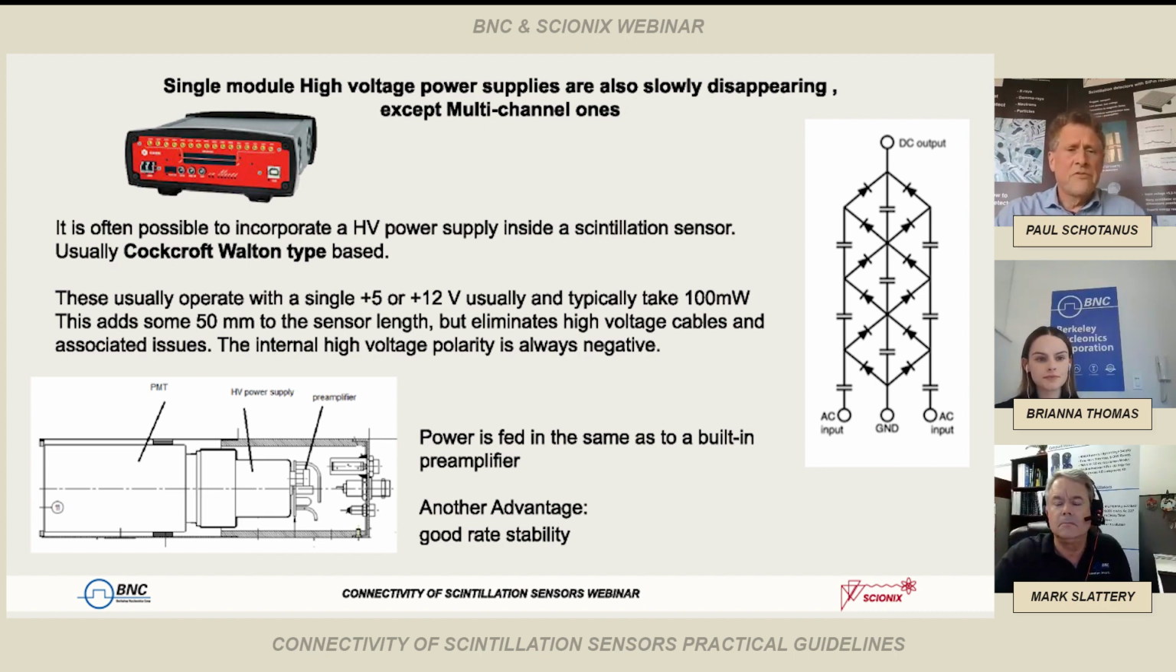Another advantage of Cockcroft-Walton base is that it has very good rate stability, because with this principle of capacitors and diodes, we can much better guarantee a constant voltage on our dynodes. So at a much higher anode current, we can maintain the proper gain of a photomultiplier tube.